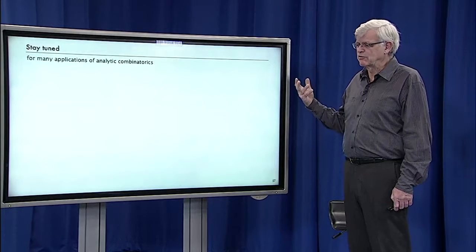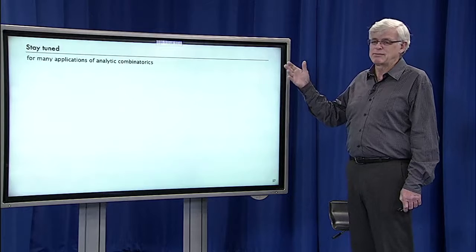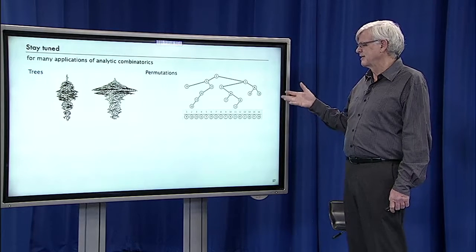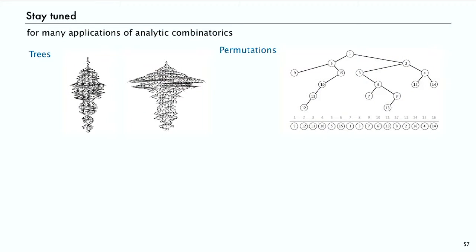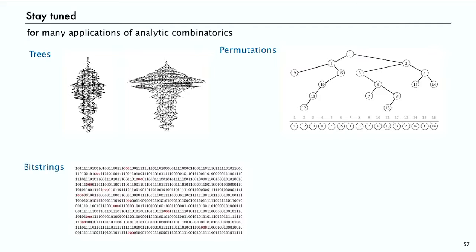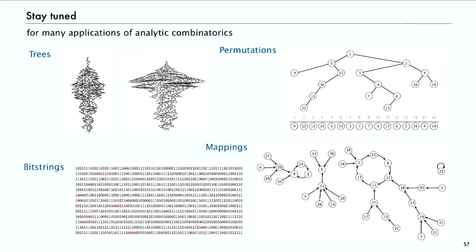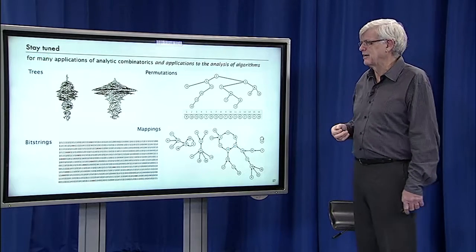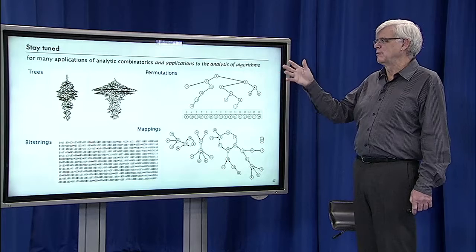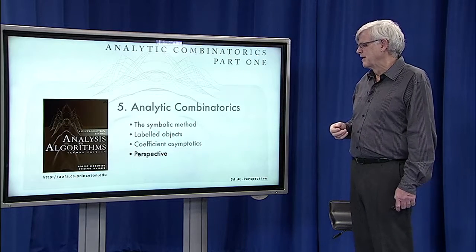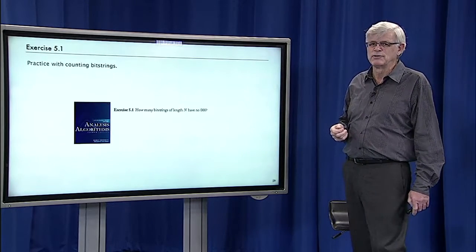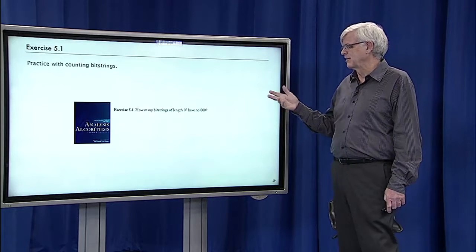So now, for the rest of the course, we're going to be looking at many applications of analytic combinatorics. First we'll do trees, and then we'll do permutations, which actually can be represented as a certain kind of labeled trees. And we'll talk about bit strings and associated data structures, and mappings, which are fascinating structures. And these all have applications to the analysis of algorithms. So that's what we'll be doing for the rest of the course. So that's a perspective on what we've been doing.